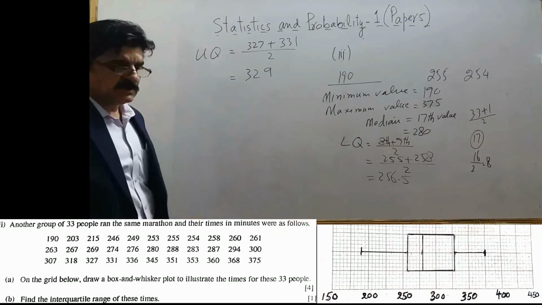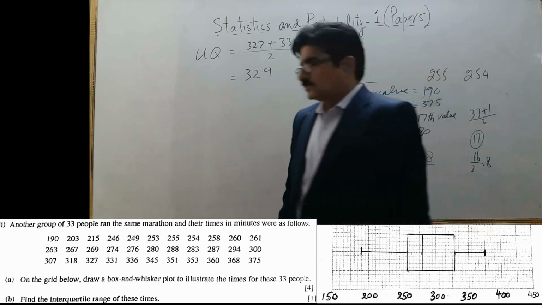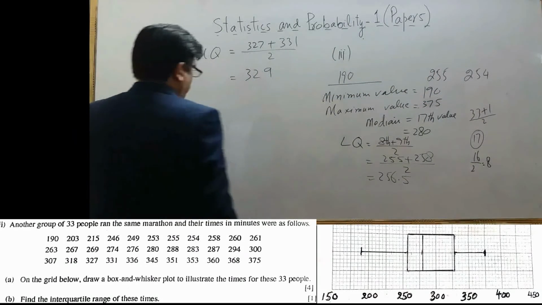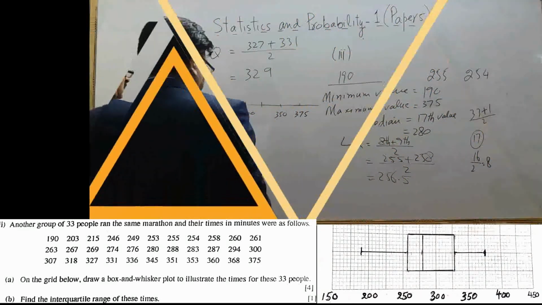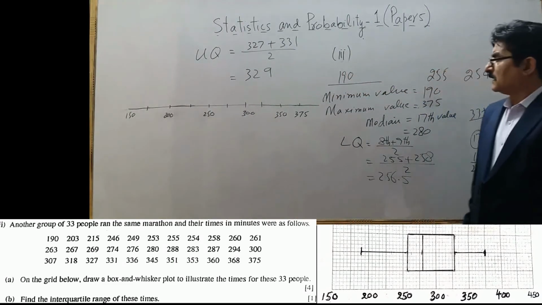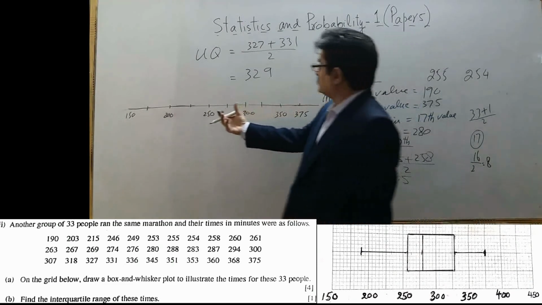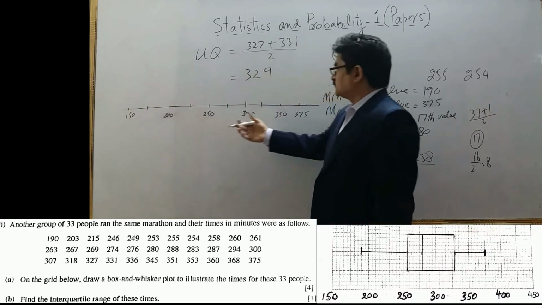Now again in this question you are not given the scale, you are given the grid. So you can decide about the scale yourself. So I have done it. Okay, now you have to draw box and whisker plots. It is convenient to start from 150, you have to think over it, then 200.